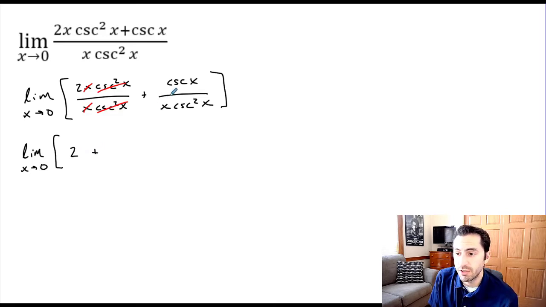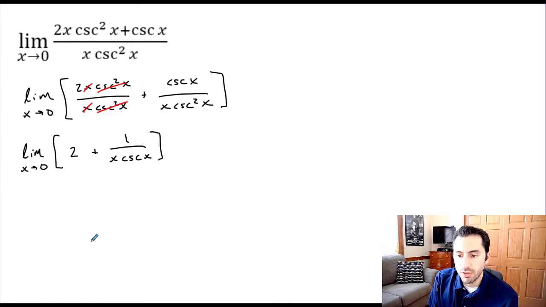In the second fraction, I have a cosecant of x to the first power, and in the denominator, I have a cosecant of x to the second power. So one of those will simplify. And that's just going to leave me with 1 over x times the cosecant of x.